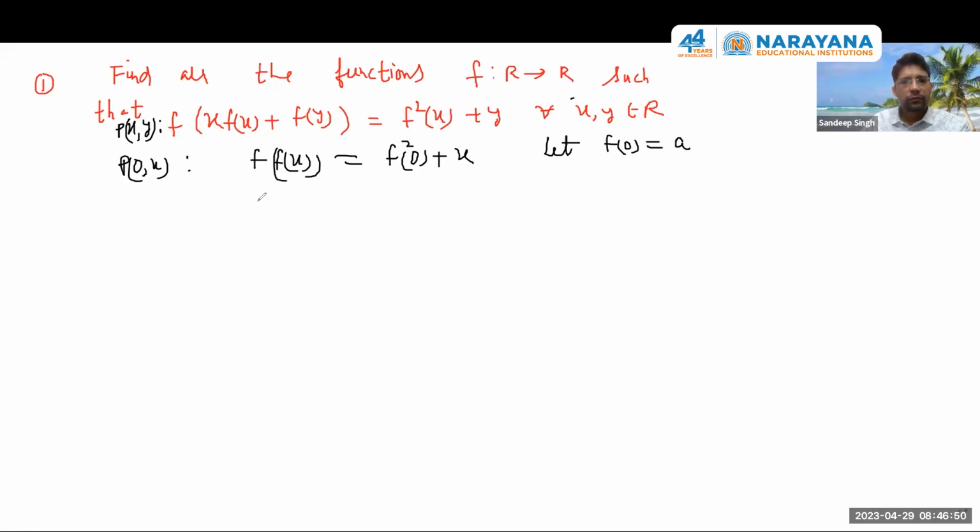Is it clear? That means f of f of x is x plus a square. Again, f of 0 is a. So let me put x equal to minus a square so that I get a root of this. That will be f of minus a square, which is equal to 0.